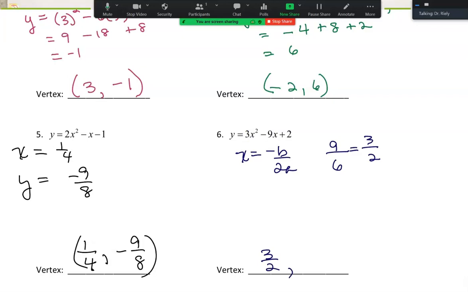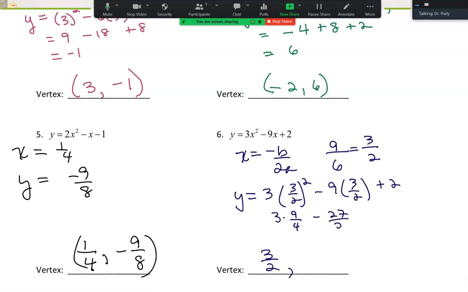Okay, let me erase that, and let's go ahead and start plugging in so we can get the y. So 3 times 3/2 squared minus 9 times 3/2 plus 2. Okay, what do we have? 3/2 squared is 9/4 times the 3, minus 9 times 3 is 27/2, plus 2. It looks to me like I want things over 4.